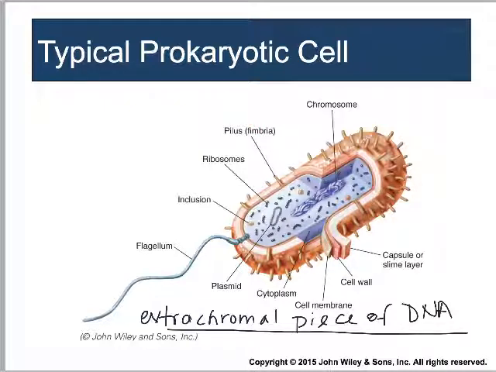Now, in here, if we start on the inside, we're going to have the cell membrane, which is just like a plasma membrane. Then we'll have a cell wall. And then we'll have this outer layer, which is the capsule or slime layer. Sometimes it's called a glycocalyx. So we're going to go over everything that's in here, and we'll also talk about inclusions.